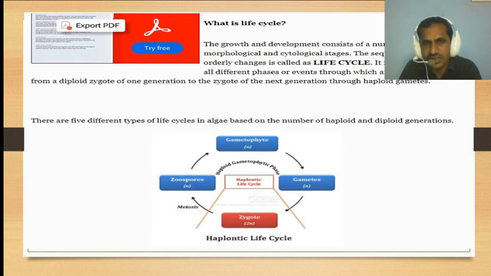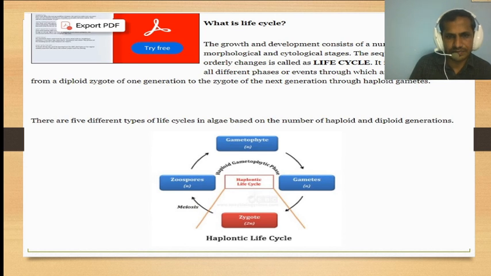This life cycle, which is helpful for growth and development, consists of a number of morphological and cytological stages which occur in sequential order to change the organism. So in the life cycle, gametes form, after gametes comes fusion, then the zygote forms. The zygote is converted from one generation to another generation through haploid gametes. So there are five types of life cycle. First one is the haplontic life cycle.